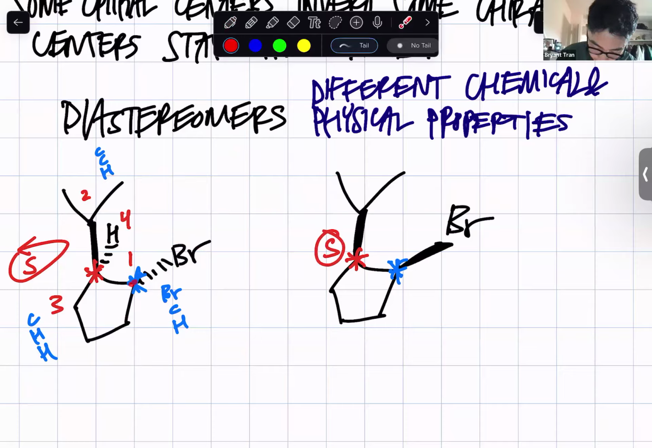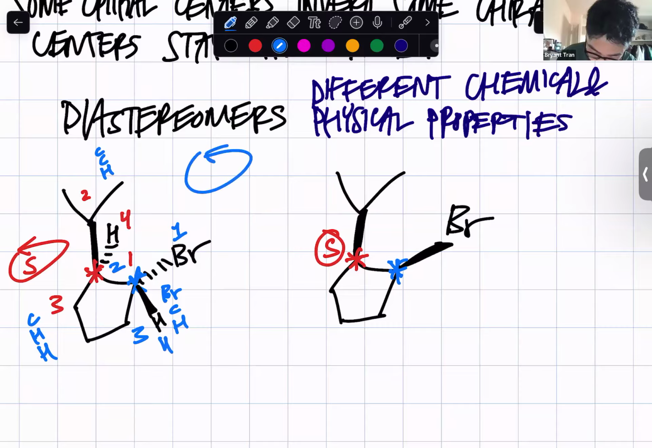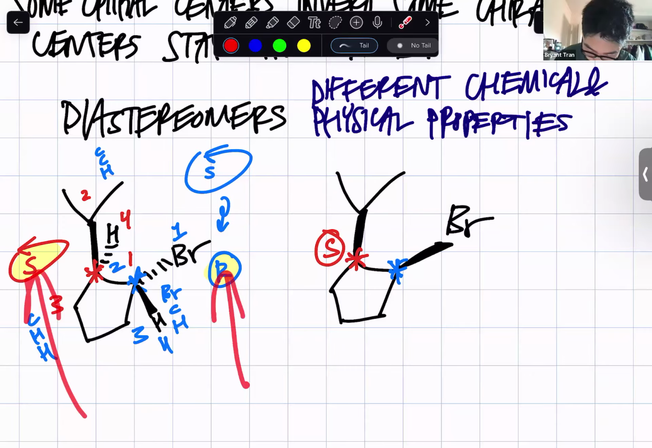But now if we look at the blue chiral center over here, this is going to be priority group number one. This is priority group number two. This is priority group number three. And then the hydrogen here, be careful. It is on a wedge, right? So because of that, if you rotate it this way, it looks like an S because it's going counterclockwise, but it's actually going to be an R because the hydrogen here is on the wedge. So we just invert it to whatever it looks like normally, right? So on the left side, the red chiral center is an S, the blue chiral center is an R.